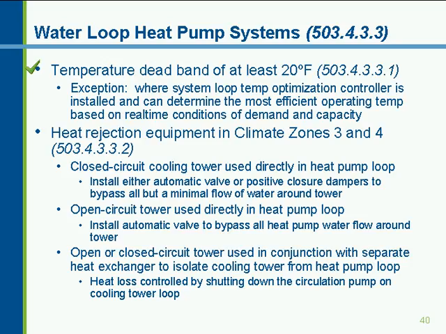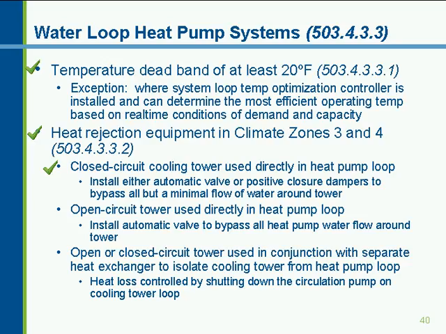There are some requirements for the heat rejection equipment for water loop heat pump systems in climate zones 3 and 4. If you've got a closed-circuit cooling tower that's directly in the heat pump loop, you must isolate that tower either by using automatic control valves or positive closure dampers so that you can bypass all but minimal flow of water through the tower when you don't need the heat rejection.